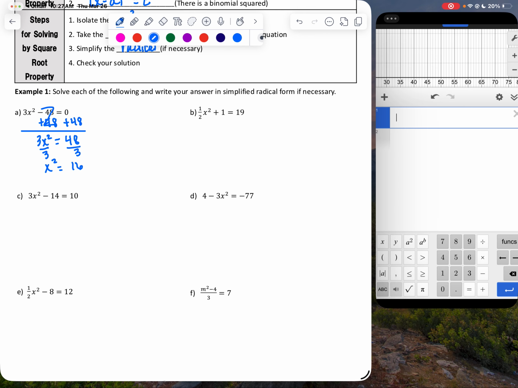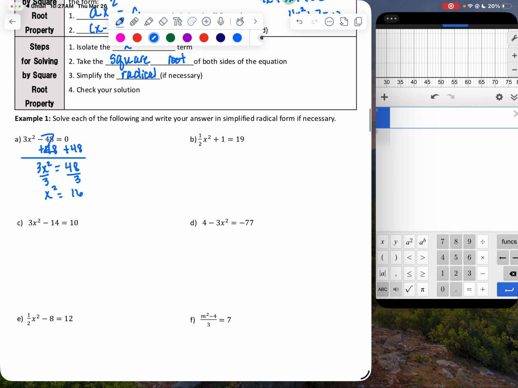Step 2 says to take the square root of both sides of the equation. So I'll take the square root of x squared and the square root of 16. So x equals, the square root of 16 is 4. Now there's one other thing you have to do, and you have to add plus or minus in front of your answer because there's two numbers you can square and get 16. So 4 squared will give me 16 and negative 4 squared will give me 16. So you need your plus or minus symbol.